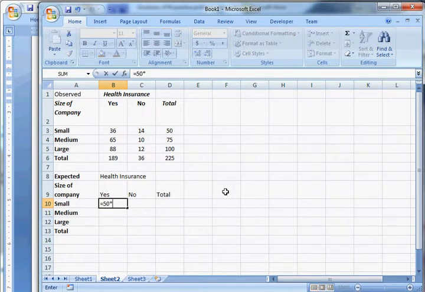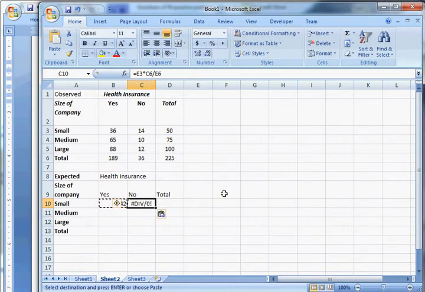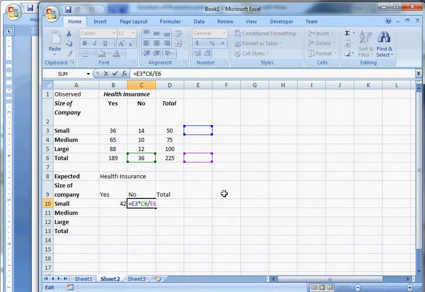But what I'm going to do is use cell references so that I can make this simpler. This is going to be equals 50 times 189 divided by 225. Okay, now if I try to just copy and paste this, I get an error. The reason is that it moved all the cells over. What I wanted to do was move the column total over, because I'm now in column 2, but I don't want to move the row. So I can use absolute positioning to fix that.